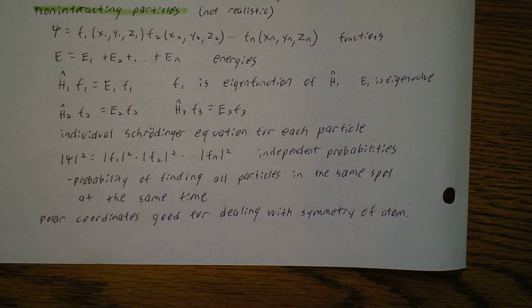So we're going to be talking about rounder shapes, so it's actually going to make more sense to use polar coordinates instead, because an atom is so symmetric. That's all for section 11.